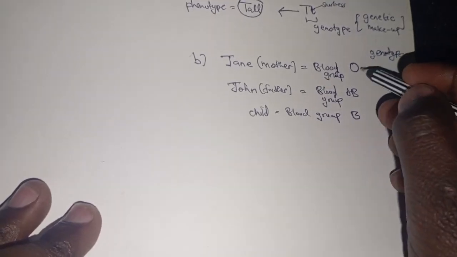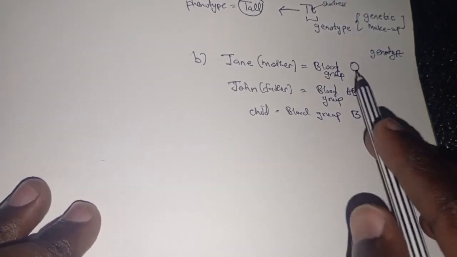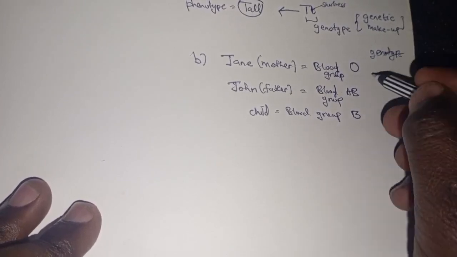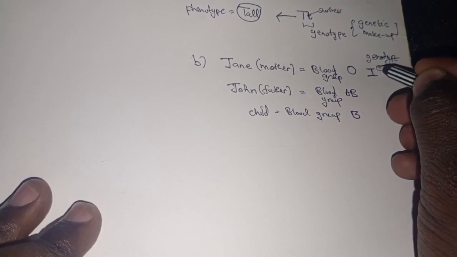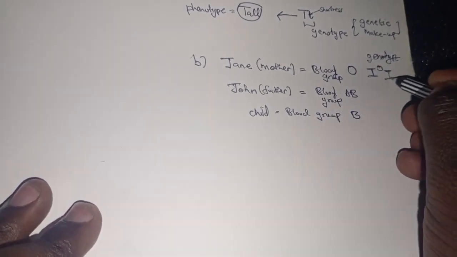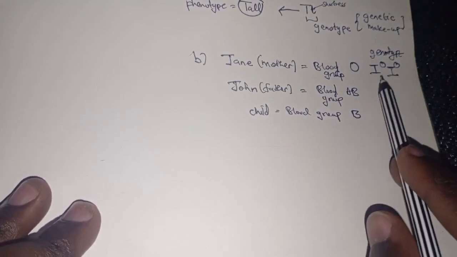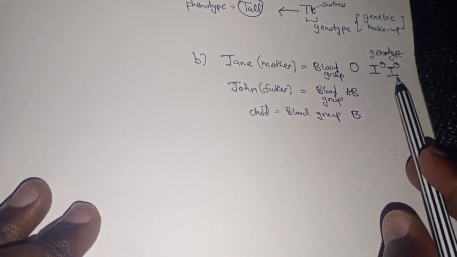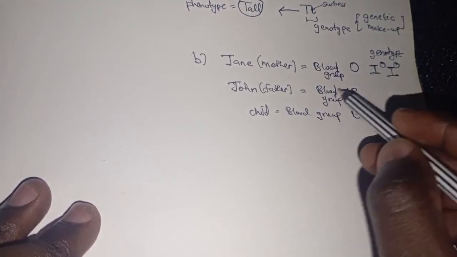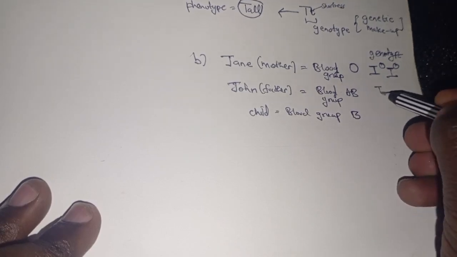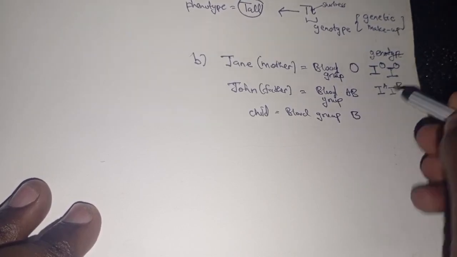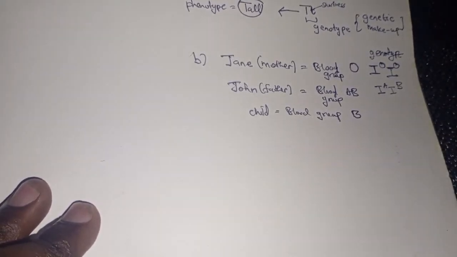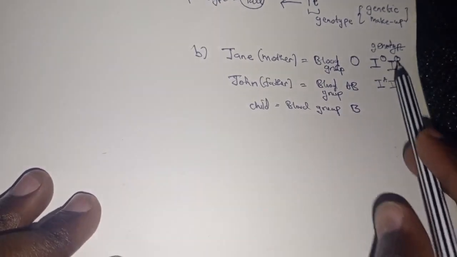So for blood group, O is recessive, and O can only appear homozygous like this. And then the father's genotype will be like this. For the child, we don't know yet. We just want to see the possibility of John being the father. So we're going to make a cross.